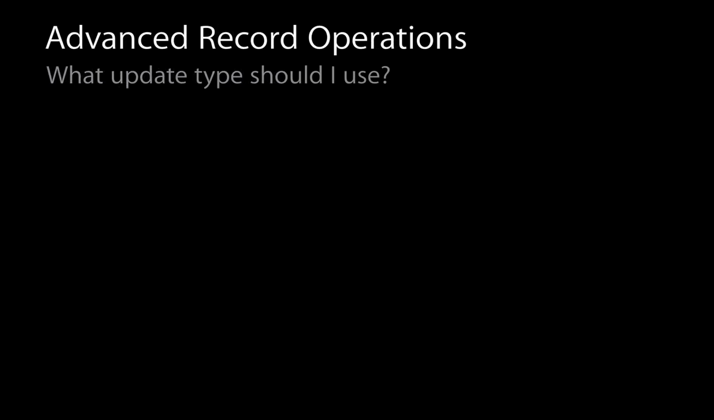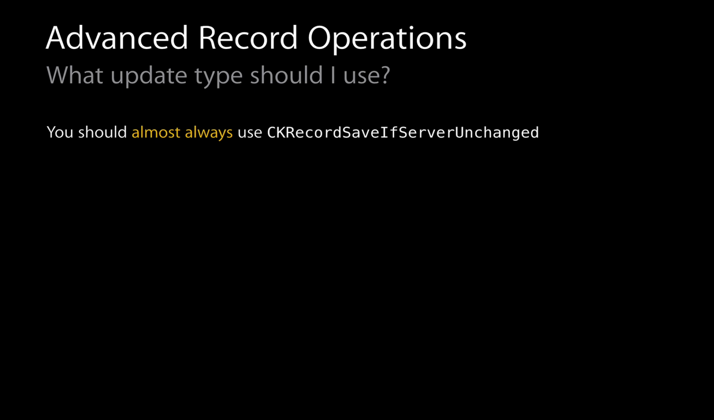So you might be wondering at this point, what type of save policy should you use? And the simple answer to that is that you should just always use CKRecordSaveIfServerRecordUnchanged. It's the default, and it's the default for a reason, and that's because it's the safest. If you remember that example of an unlocked update gone bad, you could end up with really mixed up, corrupt data on the server if you're not using locking.